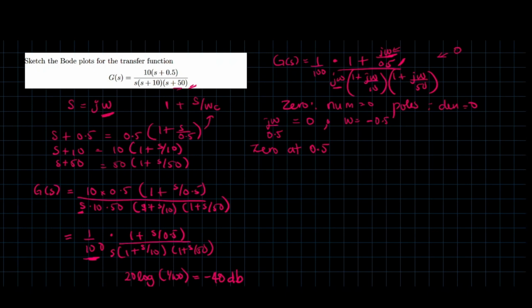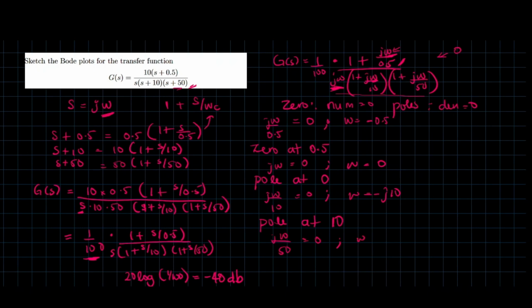Let us equate it to 0. So G of jw equals 0. It means that w equals what? 0. So we found our second thing. Pole is at 0, because if you equate the denominator to 0, it makes this entire denominator 0. The next one is jw over 10 equals 0. w will be equal to minus j10. It means that if you substitute the value of minus j10, the entire denominator becomes 0. So pole at 10. And then the last one is jw over 50 equals 0. w equals minus j50, which means that we have a pole at 50.